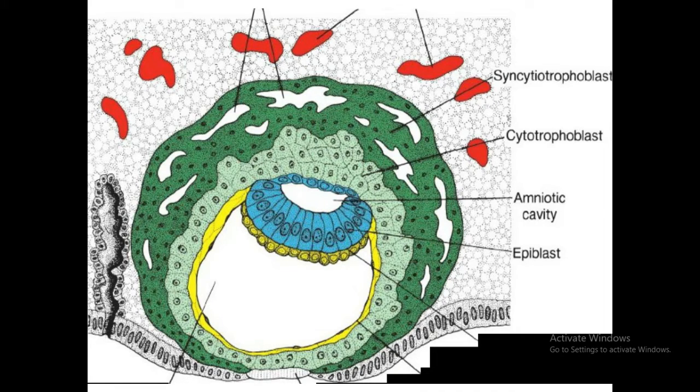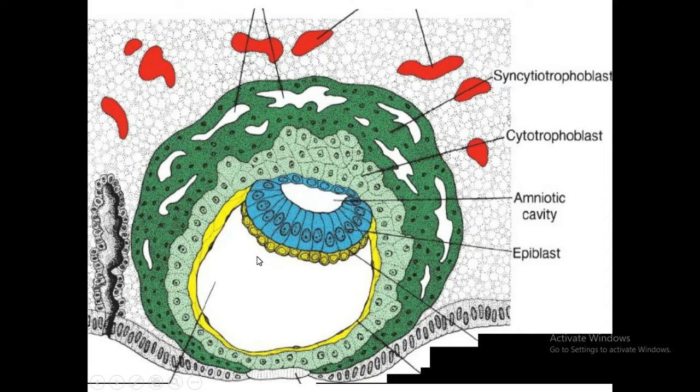On day 9, the blastocyst is more deeply embedded in the endometrium, and the penetration defect is closed by the fibrin coagulum. So this is the syncytial layer, this is the cytotrophoblastic layer, this is the epiblast, this is the hypoblast, this is the amniotic cavity, and this is our blastocyst cavity.